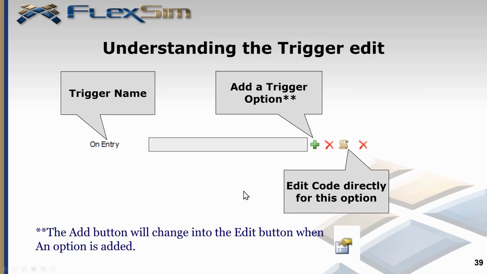Here is the trigger field. It's going to look like this. It'll have a name, like on entry, the field, and then a plus sign. This button here you click on to add a trigger option.